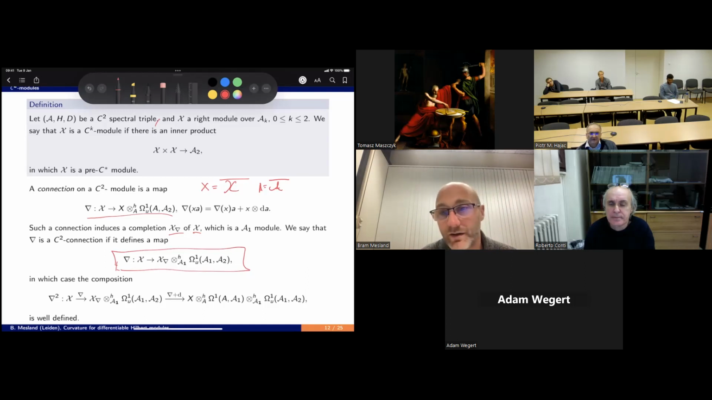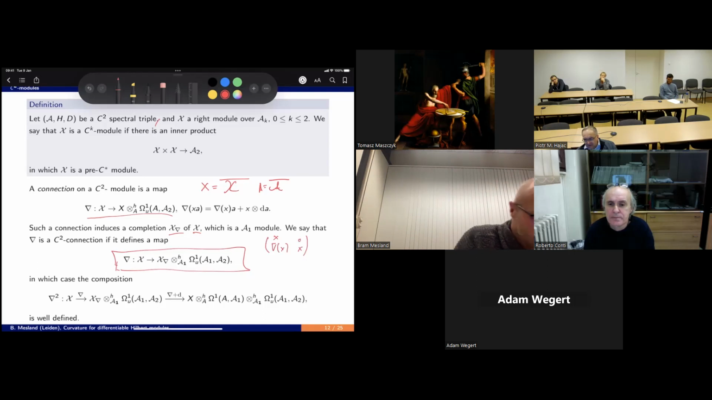And could you elaborate, please, how you complete this curly X using a connection? Because I don't have any feeling about it. What you again do is a 2x2 matrix trick. So you view your C star modules as operators, and then you can form such a matrix. And let me show you what happens when I do this.